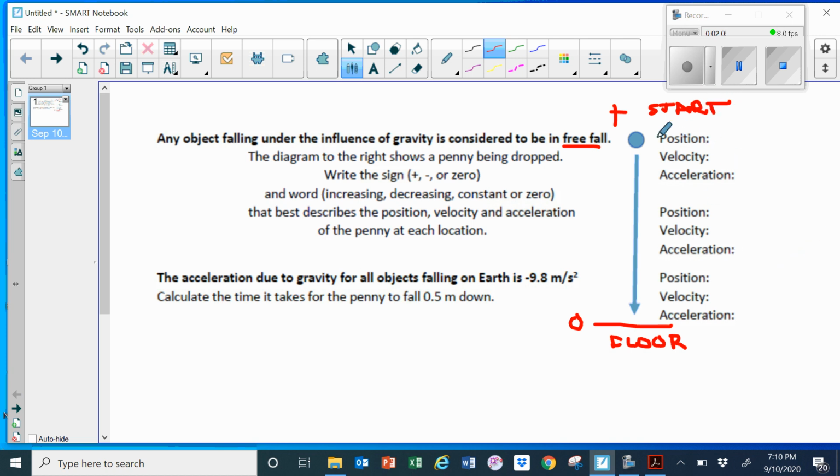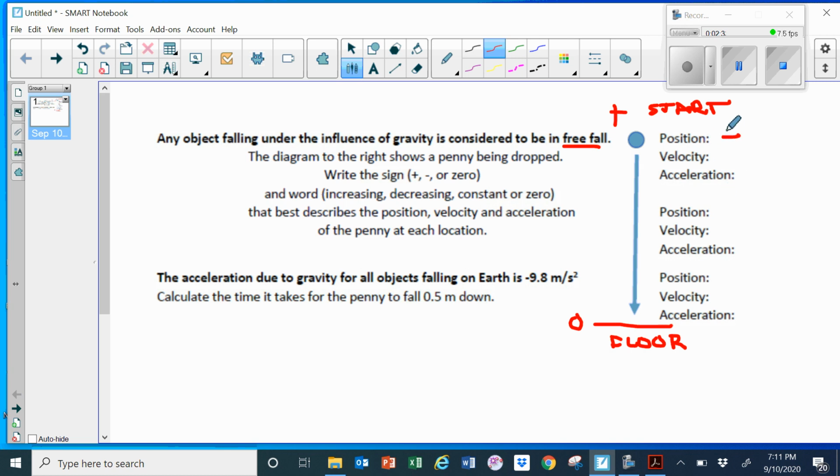So we're going to talk about early in the drop, middle of the drop, and late in the drop. Okay, we are not going to talk about the penny once it hits the floor. Once it hits the floor, it's stopped. I don't really care about that. I care about it early in the drop, in the middle of the drop, and the instant before it hits the floor. Okay, so first of all, let's talk about, well, what would the position of the penny be all the way down? Okay, well, that's pretty easy to say.